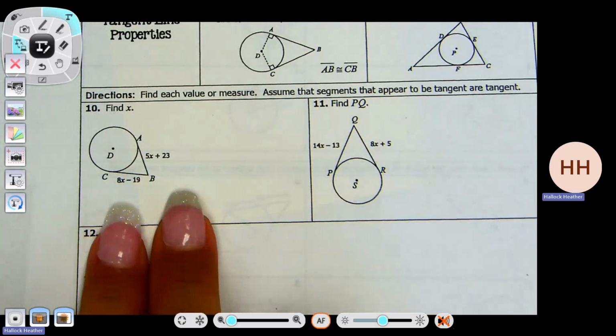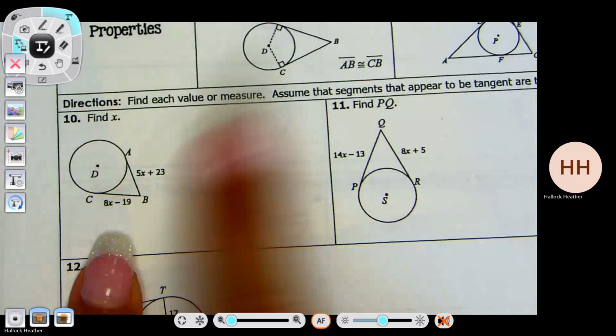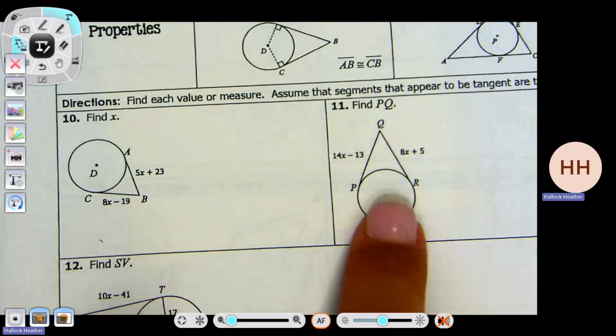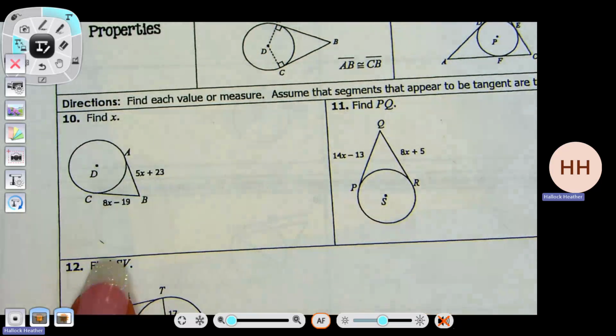So we're going to set these equal to each other. This one's just finding X. This one, we're going to do the same thing. We're going to plug it back in. This one's on your EOC. You're going to find X, you're going to plug it back in. Easy peasy. That should be an easy question.